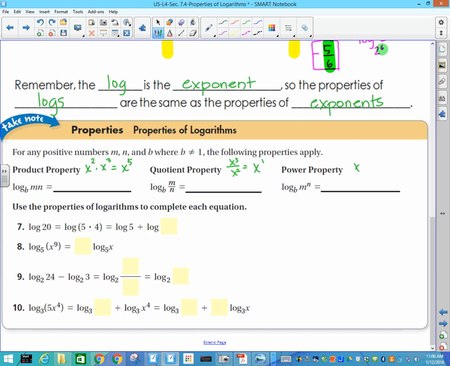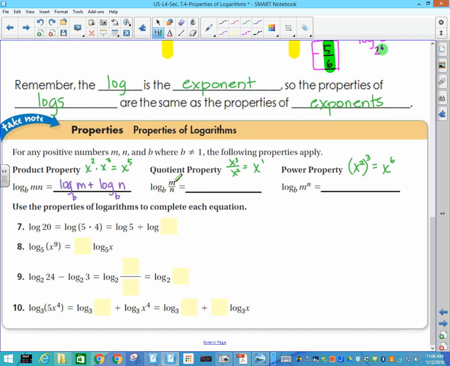And x to the second to the third. What do I do when I raise a power to a power? I multiply them. So watch how this applies to our logs. Okay, if I'm multiplying logs, then I can rewrite that as adding them. So this becomes the log base b of m plus the log base b of n. So when I'm multiplying, I can remember that that can be broken up into addition.